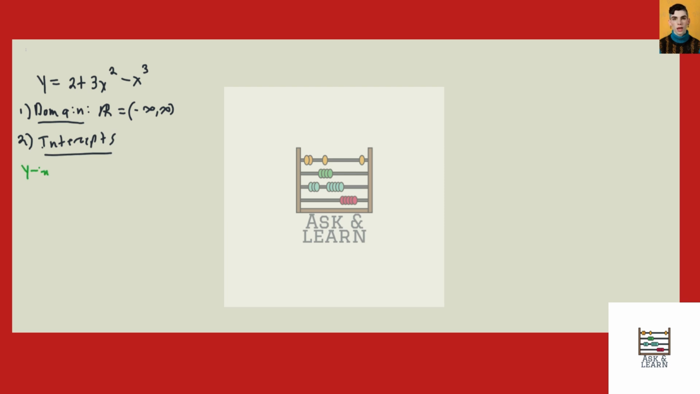So our y-intercept is when x is equal to 0. So we get f of 0 is equal to, well, the x squared and the x cubed term go away, and we're just left with 2. So we get our y-intercept to be 2.